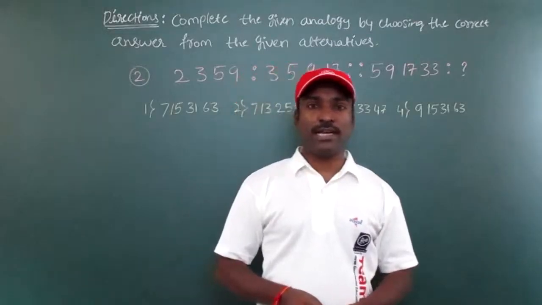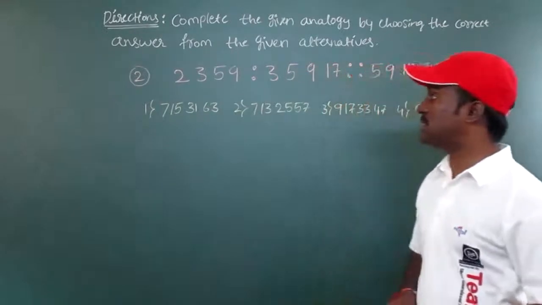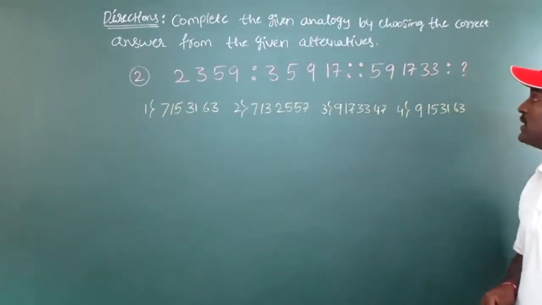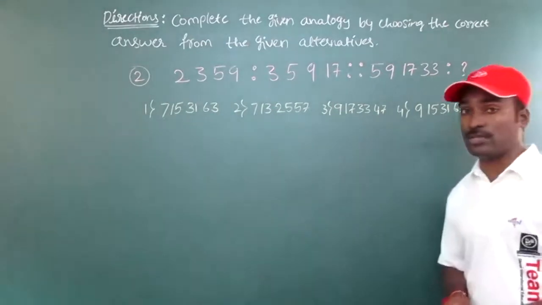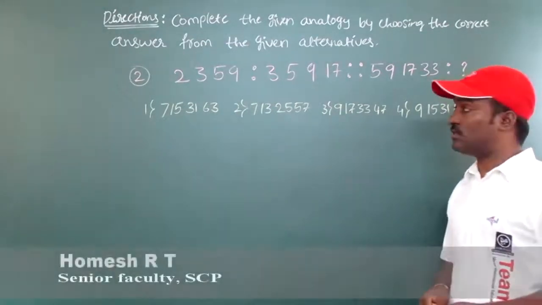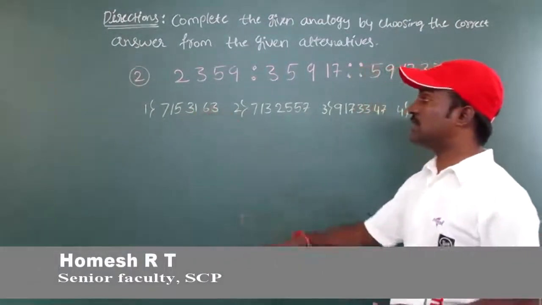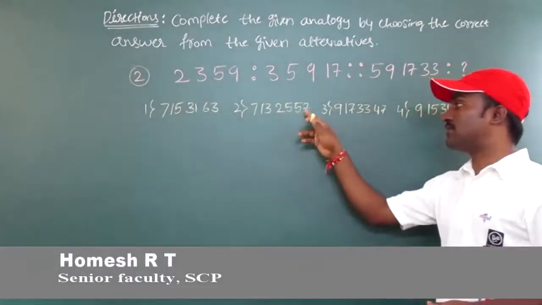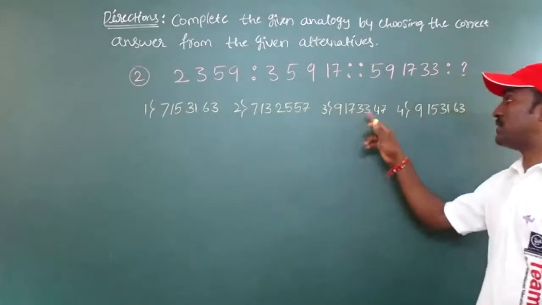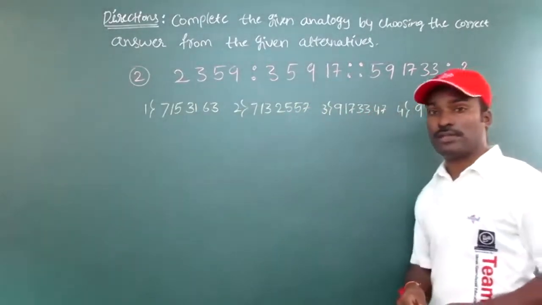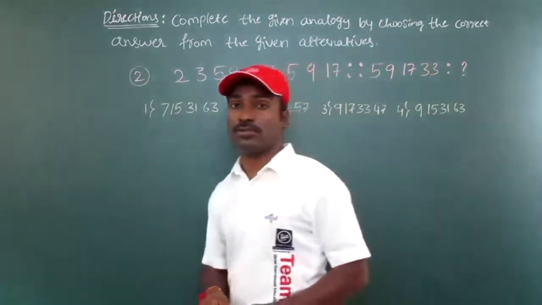Well friends, here is the second problem. The given question is 2359 : 35917 :: 5917 33 : ?. So this is the given question. The four options are: first is 7 15 31 63, second is 7 13 25 57, third is 9 17 33 47, and the fourth option is 9 15 31 63. So these are the given options.